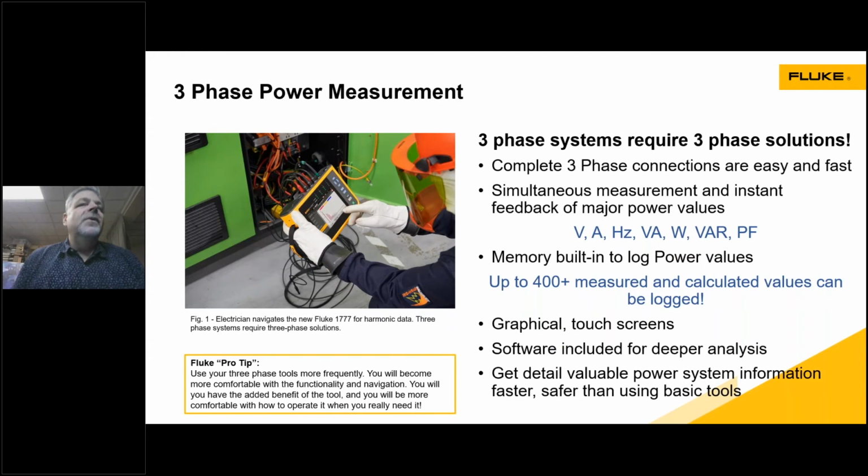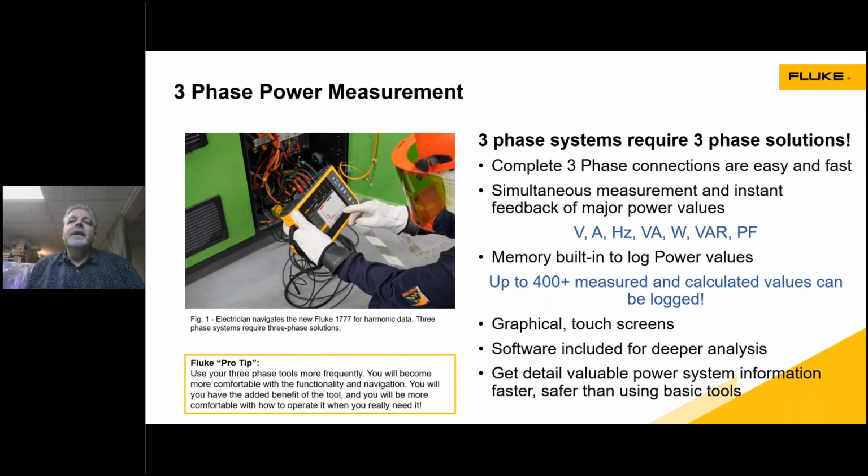So one of the key takeaways today is 3-phase systems require 3-phase solutions. Fluke offers full 3-phase tools, everything from, we'll get to, entry level to really super fast recorder type products. The 3-phase devices are easy to connect. If you can connect a voltage and current using a clamp meter, then it's just extra connections. You can make the 3 connections for phases and for voltage, and be able to simultaneously and instantly measure voltage, current, frequency, VA, VAR, wattage, power factor as almost a bare minimum in terms of what you're going to be able to do.